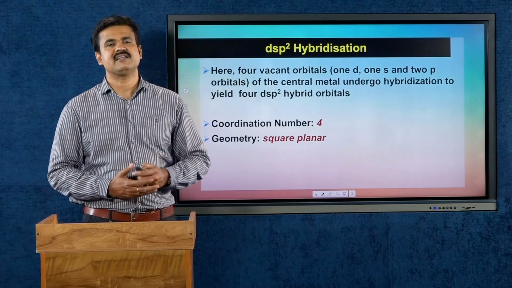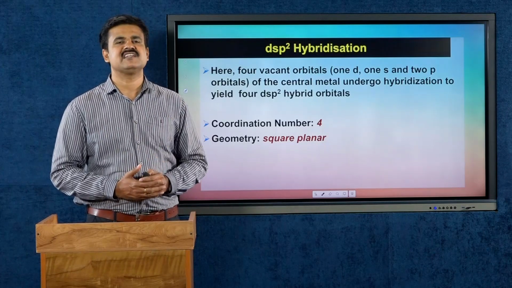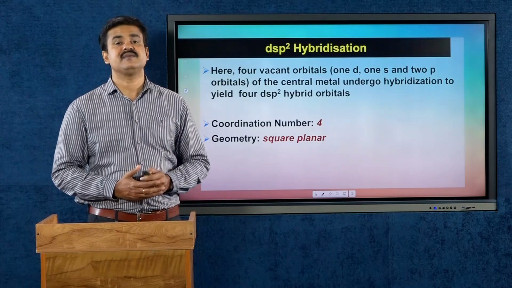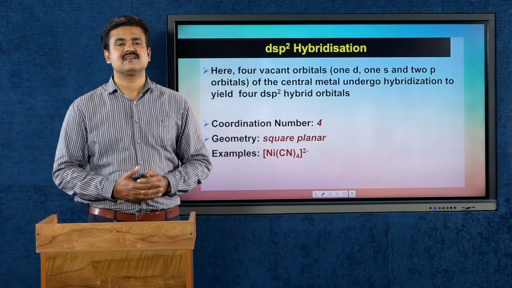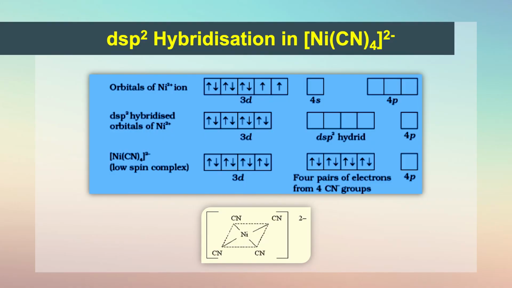The geometry will be different from sp3 hybridization. That is, for 4-coordinate molecules with dsp2 hybridization, the geometry will be square planar. A typical example is shown here, [Ni(CN)4]2-. In [NiCl4]2-, the hybridization is sp3, but in [Ni(CN)4]2-, the hybridization is dsp2. So, we are now discussing dsp2 hybridization in [Ni(CN)4]2-.